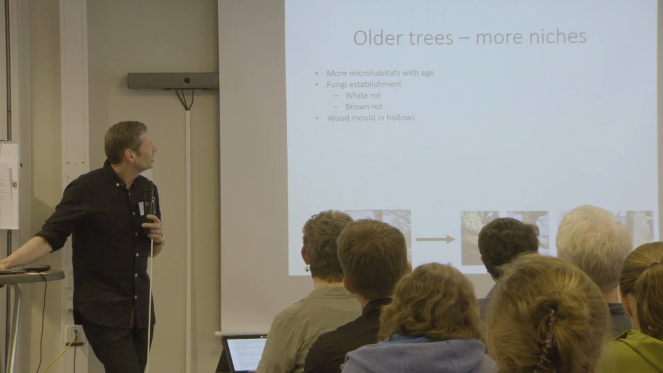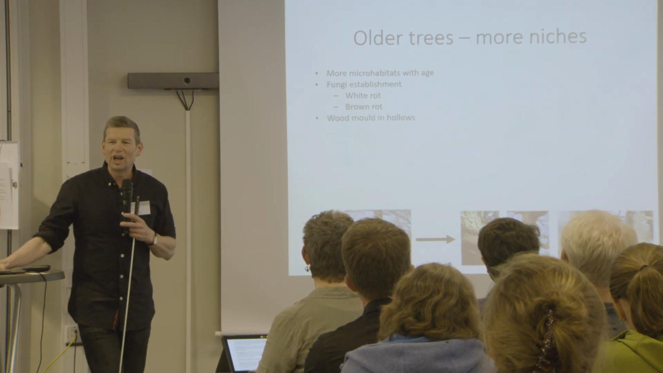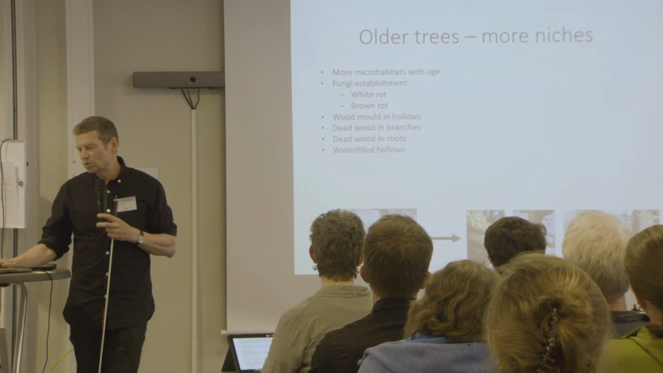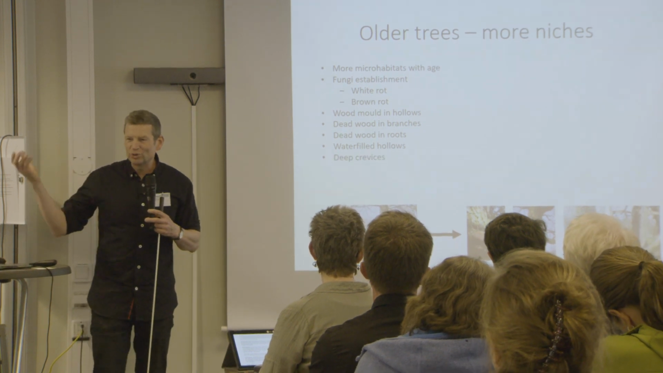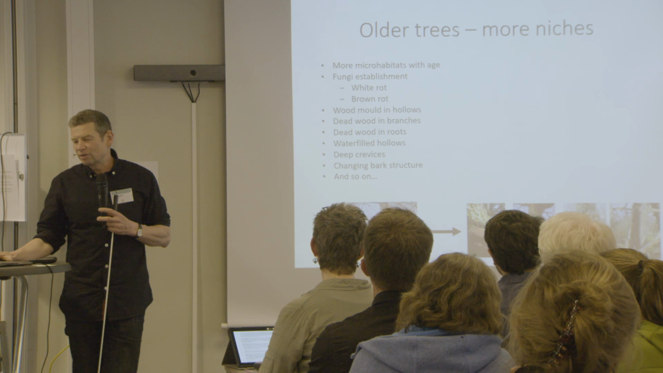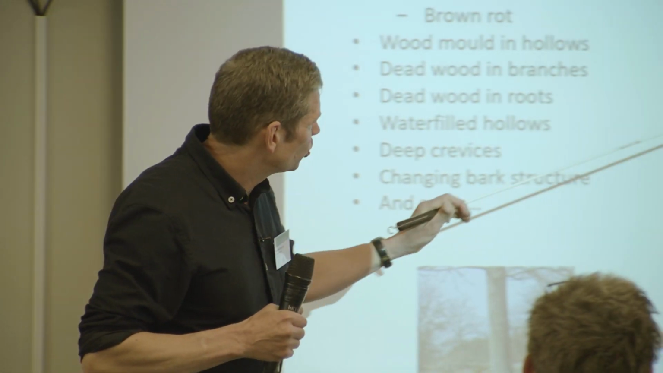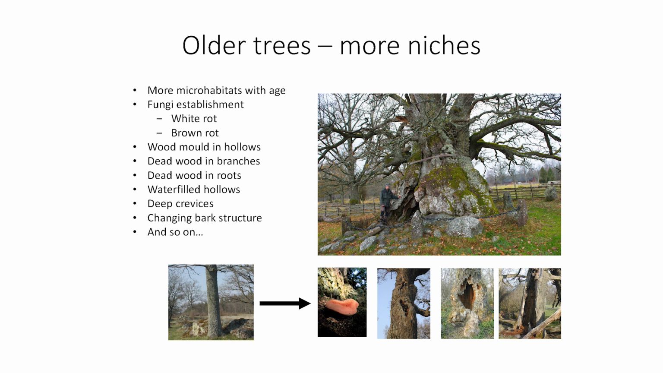And of course, we have to mention these old trees. Anna mentioned that already, that we have an enormous amount of microhabitats that accumulates with age. Fungi, we have white rot, we have brown rot, wood mold in hollows, dead wood in branches, dead wood in roots, water-filled hollows with their own fauna, deep crevices, changing bark structure, and so on and so on. And when they get as old as this one, 1050 years old, you have quite a lot of niches.